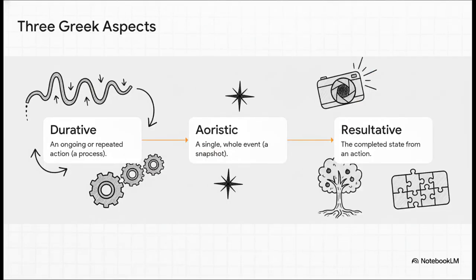So Greek basically gives the author 3 different cameras to film an action. They can describe it as an ongoing process using the durative aspect. Think of it like a video camera that's still rolling. Or they can use the aoristic aspect to treat it like a single snapshot. Boom, the action happened, as one complete event. And finally, there's the resultative aspect, which focuses on the state that exists because the action is done and dusted.